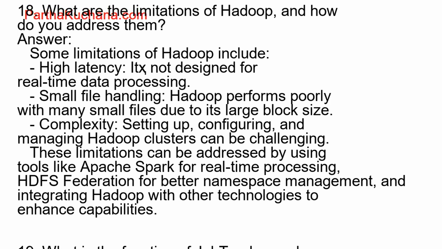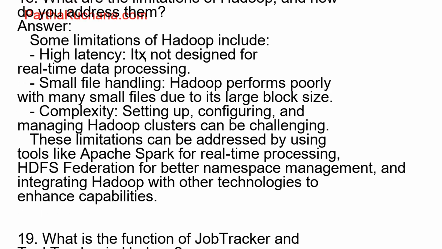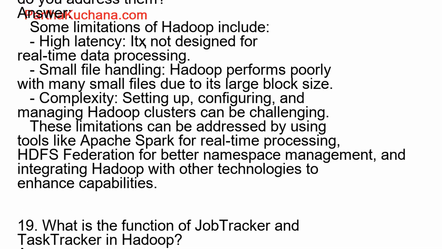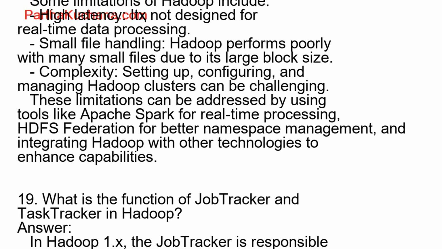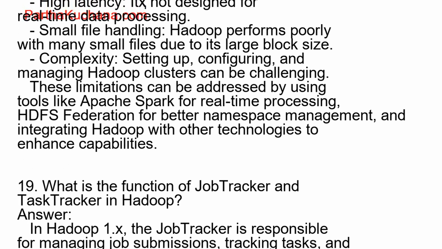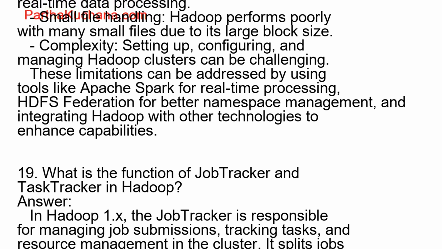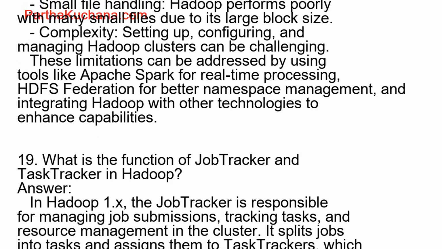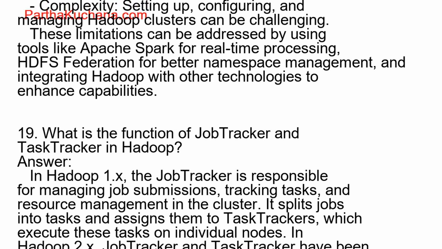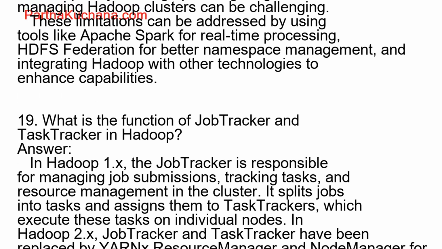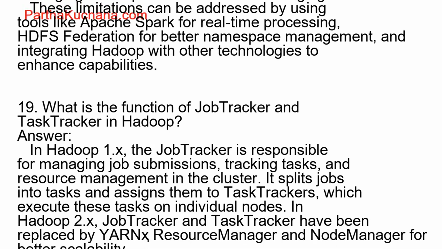20. What are HDFS block size and replication factor? Answer. HDFS block size, the unit of data storage in HDFS, is typically 128 megabytes or 64 megabytes by default. Files are split into blocks of this size. Replication factor: the number of copies of each block stored in the cluster. The default replication factor is 3, meaning each block is replicated on 3 different nodes for fault tolerance.